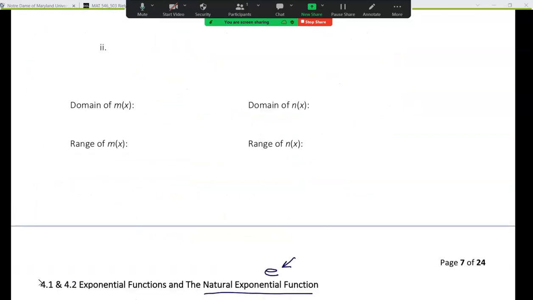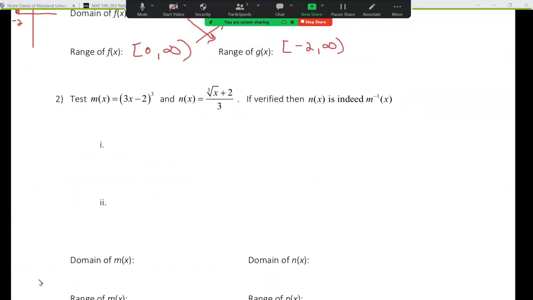All right, so we're going to do just one more, and then we're going to call it a day. I have to do the compositions because they want me to verify that they're indeed inverses. So I'm going to do the first one. This is going to be m of n of x. That means you start out with the m function, and the second you hit the x, you're going to put in its place the cube root of x plus 2, over 3.